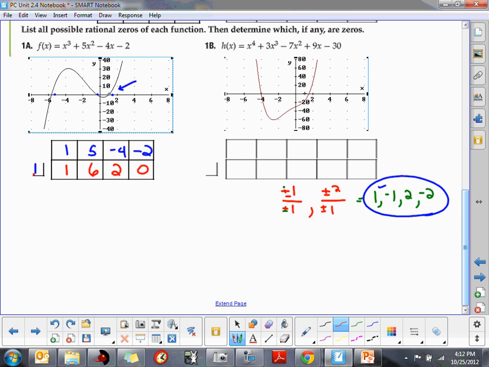And as we suspected from our graph, this is actually a 0 of the function. We can tell because our remainder is 0 as well. So it was a third-degree polynomial starting up in our first line, and now we got it down to a second-degree polynomial in our second line.